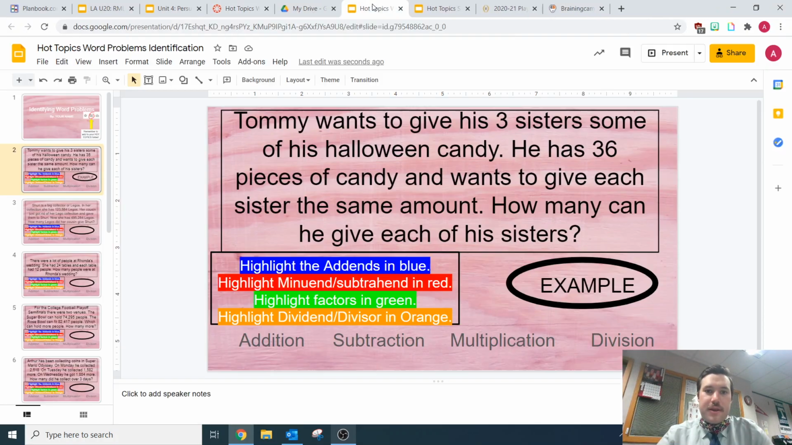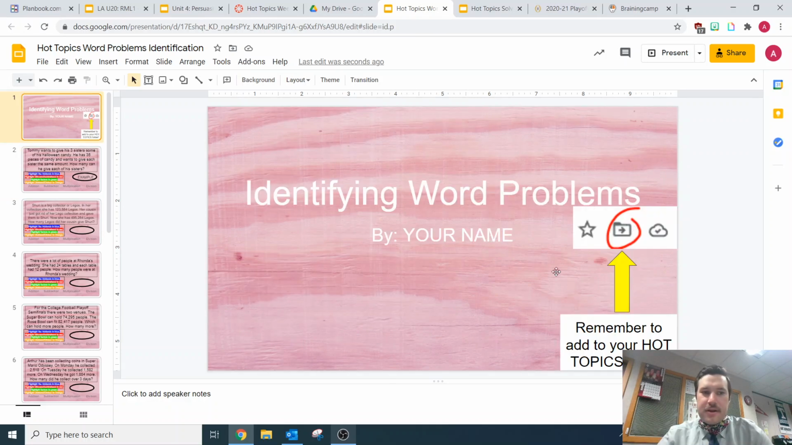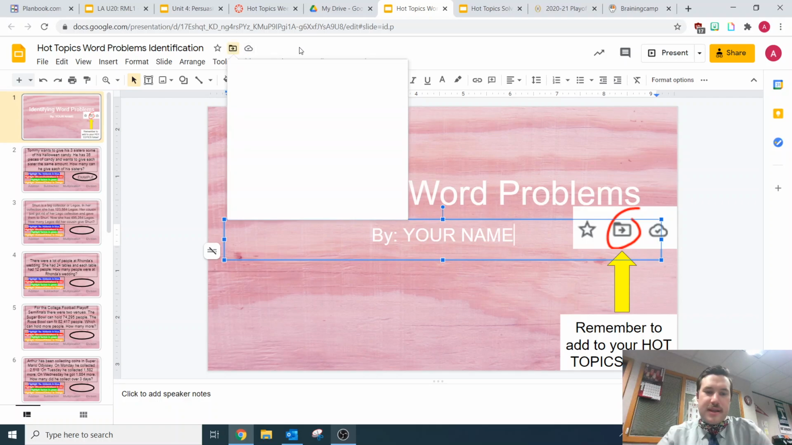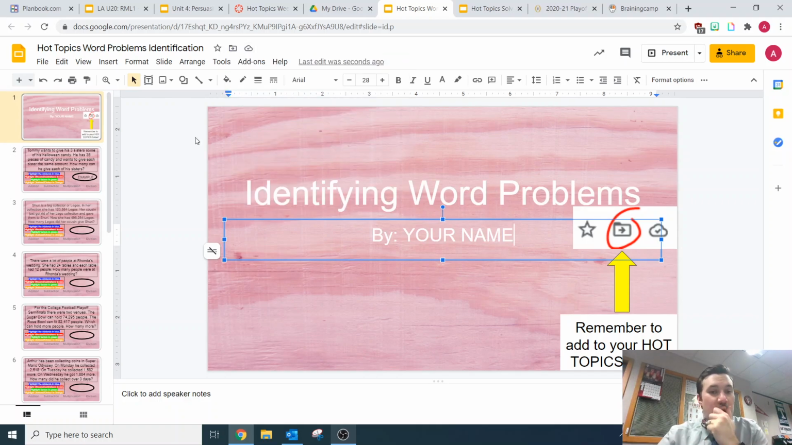Once you make a copy, make sure you are putting it in your Hot Topics folder. As a reminder, make sure you're changing your name up in the top where it says "copy of" so that we know whose it is when we click on it. And then add it to your Hot Topics folder, going through your folder buttons and then adding it to your Hot Topics folder.